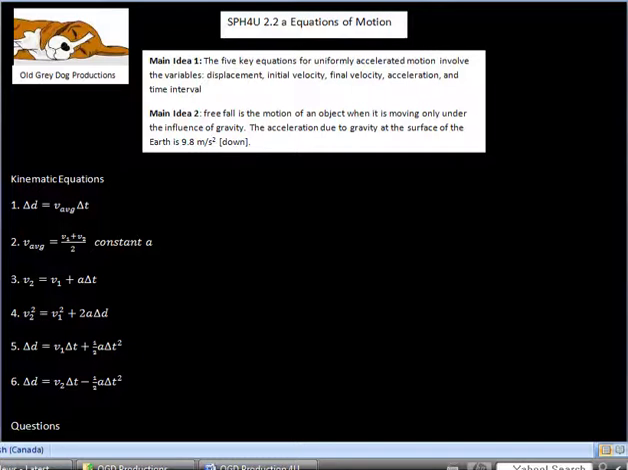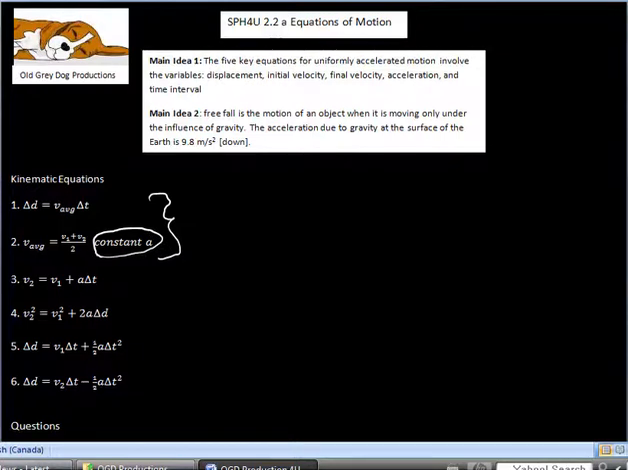Kinematic equations. I have 6 written here. The first 2 are really just the same equation, just sort of separated apart. You have your displacement is equal to your average velocity times time. Your average velocity is the sum of your first and last velocities divided by 2. All the time, constant acceleration.